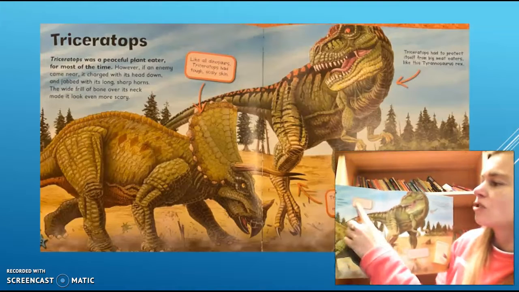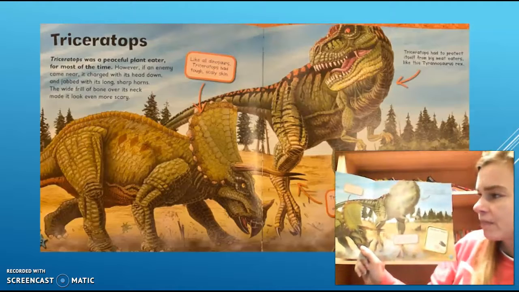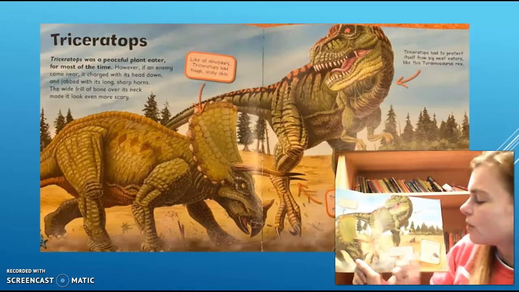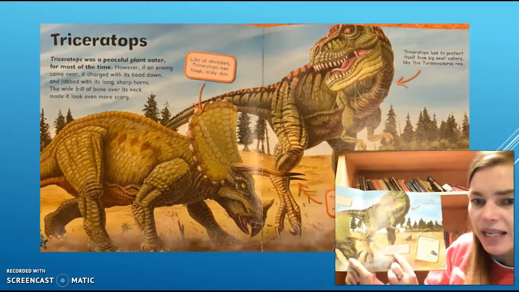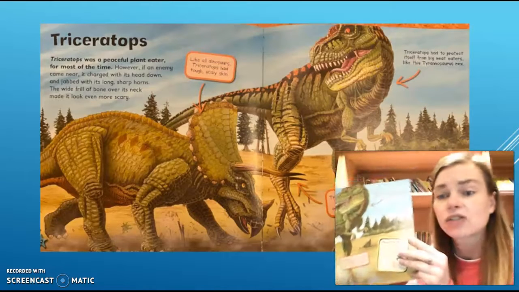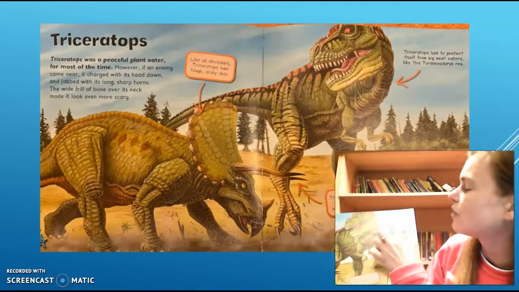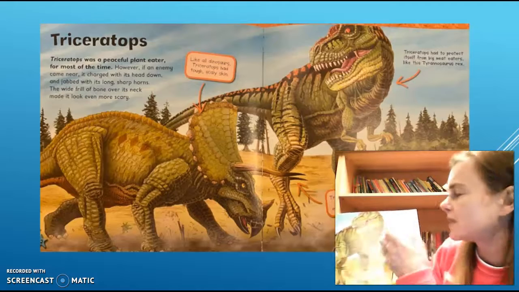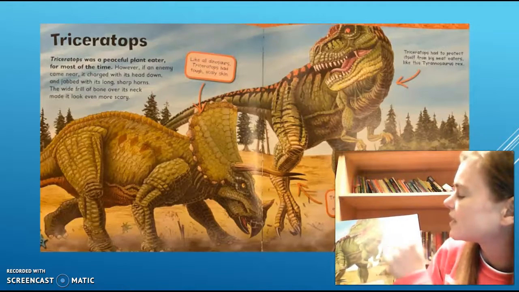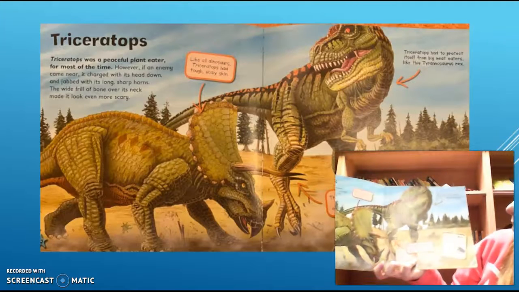Like all dinosaurs, Triceratops had tough, scaly skin. Triceratops used the long, sharp horns above its eyes to stab its enemies. So its enemies would have been any dinosaurs that wanted to hurt it. Triceratops had to protect itself. When you protect yourself, it means you're trying to keep yourself safe. So it had to protect itself from big meat eaters like this dinosaur, a Tyrannosaurus Rex.